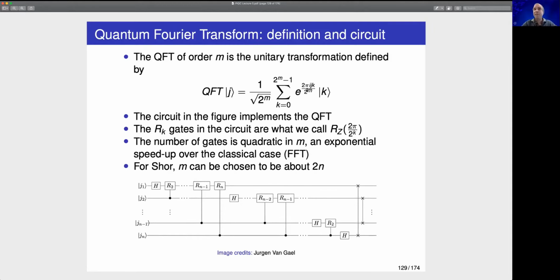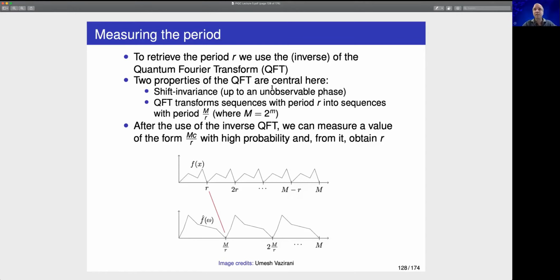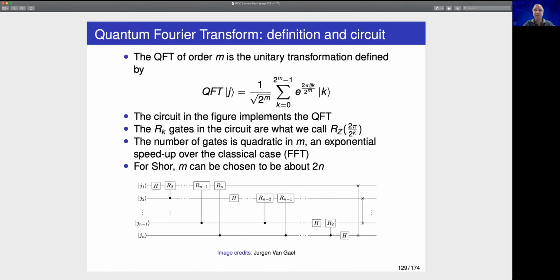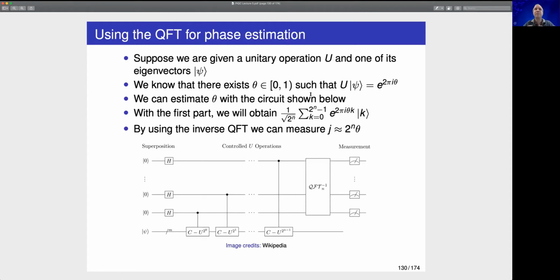Okay, so with this definition, you could go back and study these properties and check that, in fact, you obtain this shift invariance and you transform periodic sequences of period R into periodic sequences of period M over R, or you can study this as a transformation from the time domain into the frequency domain. There are several different options to do this, but the one that I think is more interesting in the quantum computing context is to see this algorithm as a particular case of something that is called the quantum phase estimation algorithm.